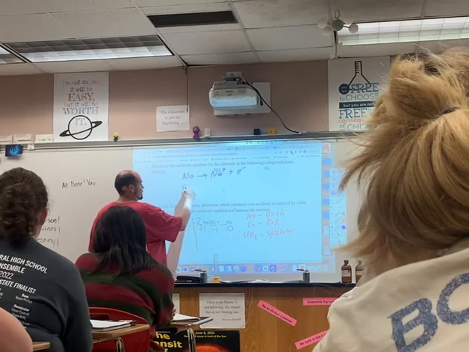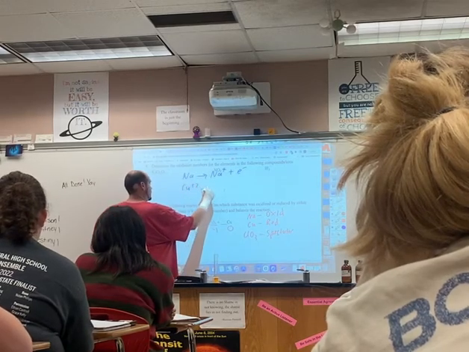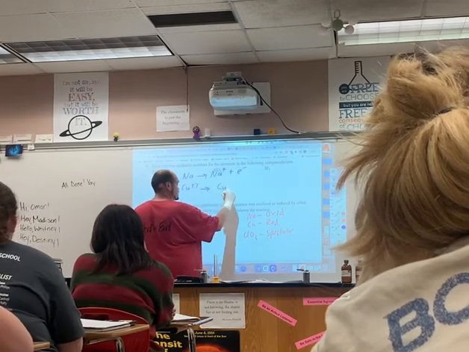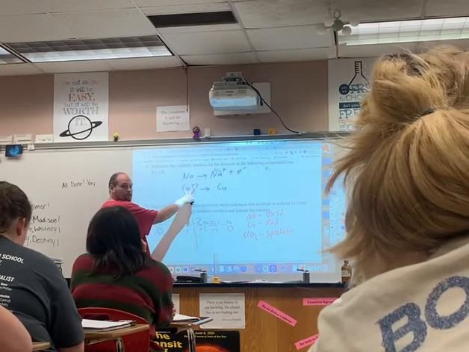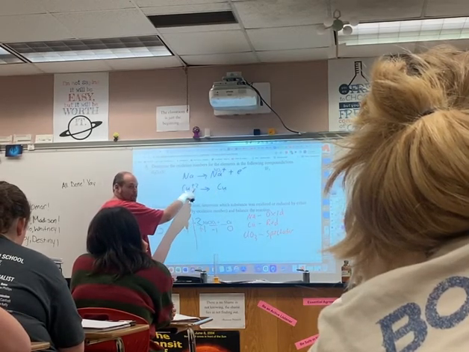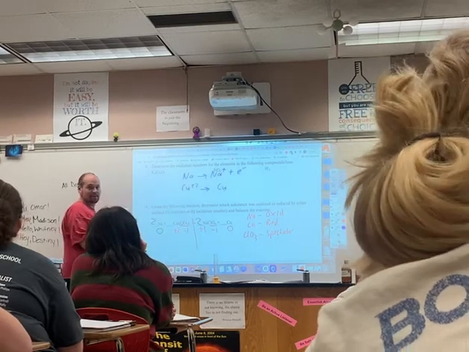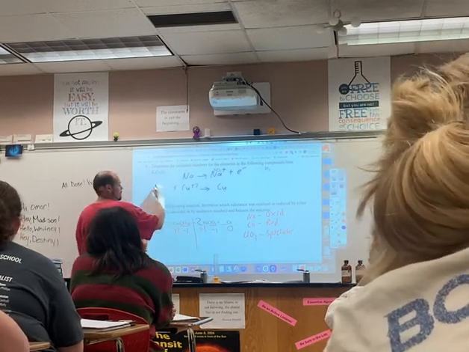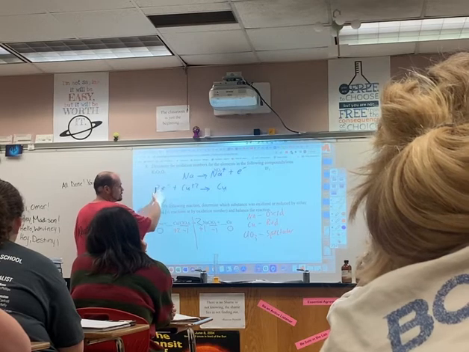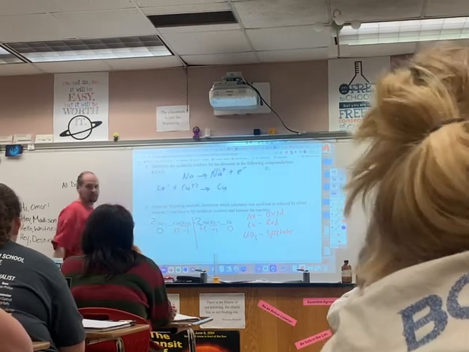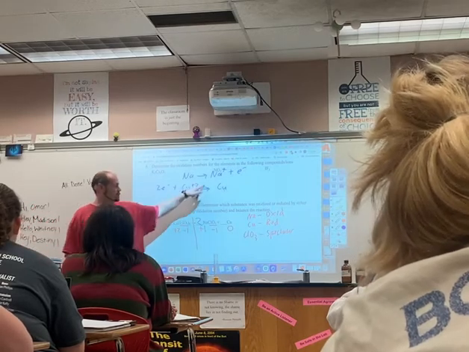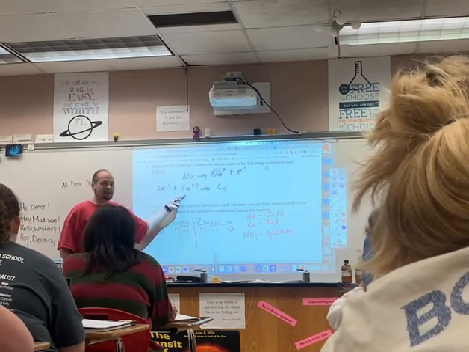Copper. Copper is starting as an ion, but it's ending as an element. There's 1 copper on both sides, but I got 2 positive charges. What do I need to balance? You have a 2e-. I have 2 electrons on this side because 2 negatives and 2 positives are 0. Is that a reduction? Because it goes down and I'm gaining electrons.